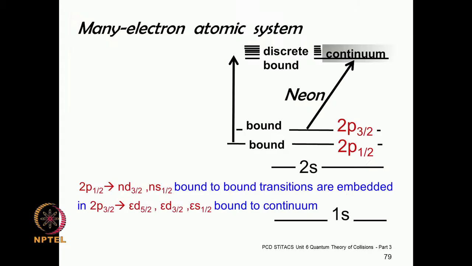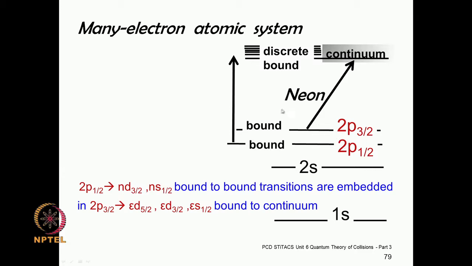Okay? So this is an example of a many electron atomic system, and let us take the example of neon, which has got 10 electrons, so 1s2, 2s2, 2p6, that is the usual configuration of the neon atom. And you have the 1s is filled, 2s is filled, and the outer 2p, you can have a bound to bound transition over here. So these are various bound state excitations possible from the 2p 1/2, which is more tightly bound than the 2p 3/2.